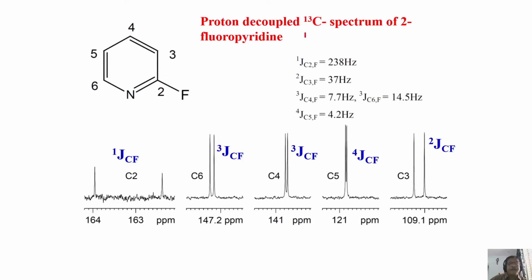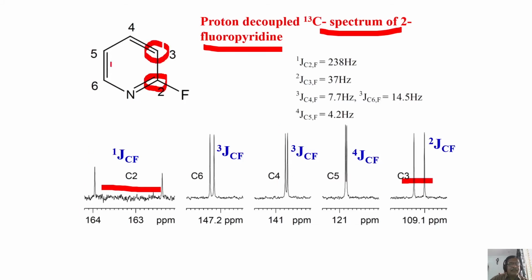I explained to you the proton decoupled carbon 13 spectrum of 2-fluoropyridine. I don't know, did I explain to you? If I decouple all the protons here, we get only CF coupling. One bond CF coupling is larger. This is that one, C2. And then 2 bond is the next one, which is this carbon 3. This is much larger. Then 3 bond, 4 bond. So only based on the carbon fluorine couplings, you can start analyzing everything.